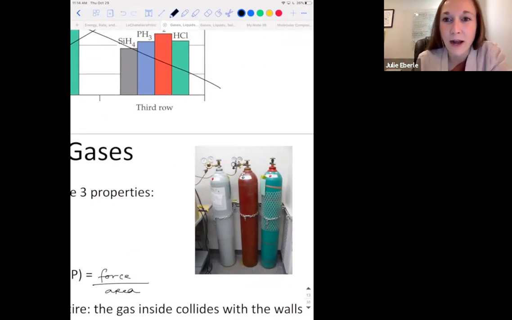I think I told you guys I bought a helium tank for my daughter's second birthday because I didn't want to pay $60 to blow up balloons. I just wanted to pay less than that.